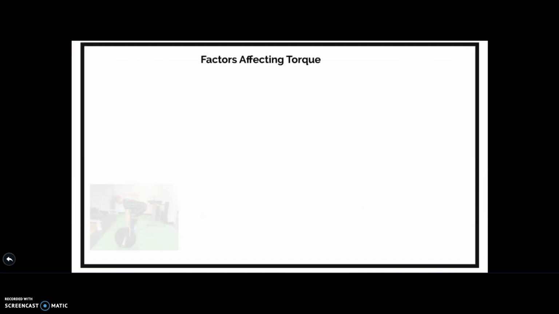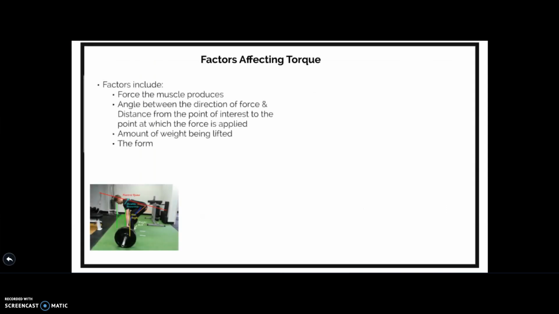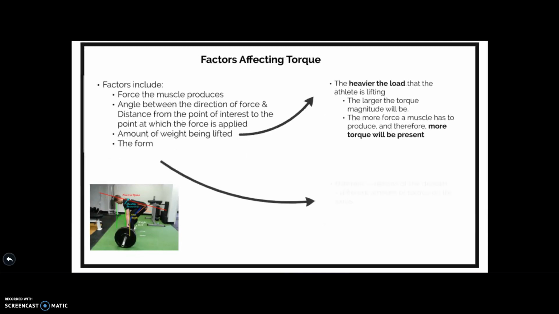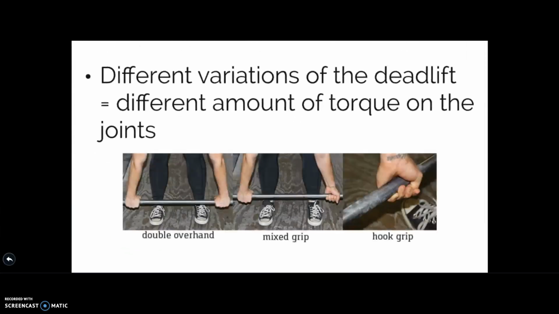Some of the factors that affect torque are the force that the muscle produces to lift the weight, the angle between the direction of force, and the distance from the point of interest to the point at which the force is applied. The heavier the load that the athlete is lifting, the larger the torque magnitude will be. Different variations of the deadlift can produce different amounts of torque on the joints.